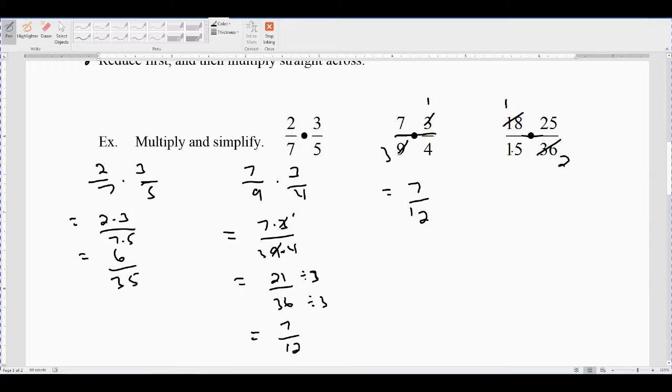And then 15 and 25 reduces by 5. 5 goes in 15 3 times, 5 goes in 25 5 times. And then I still check to make sure there's nothing else that reduces, and there's not. So then I multiply straight across. 1 times 5 is 5.